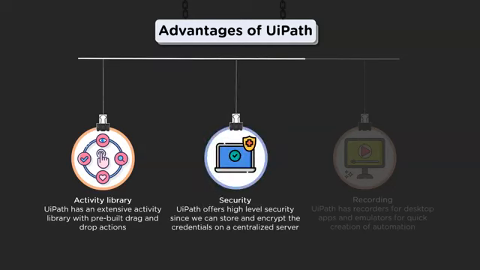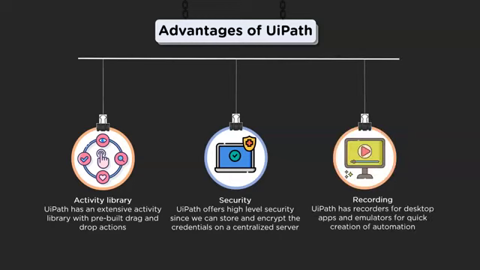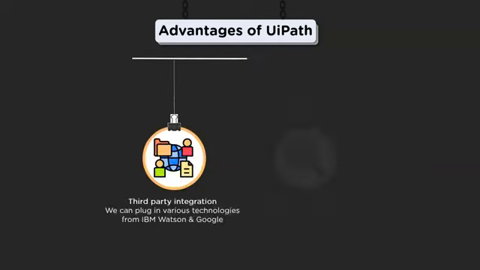Next up is security. RPA deals with a variety of information like credit card numbers, financial information, and passwords. UiPath offers extensive security since all the information can be encrypted and stored on a centralized server. Up next, we have recorders. So UiPath uses a micro recorder to record the user actions such as mouse clicks and keystrokes. Once the actions are recorded, they can be emulated using emulators for quick automation.